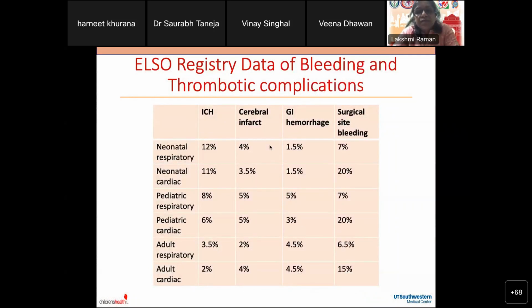So this is the report from the latest ELSO registry data that sums up the bleeding and thrombotic complications, divided into age groups of neonatal respiratory and cardiac, pediatric respiratory and cardiac, and adult respiratory and cardiac. I've taken just the major complications of intracranial bleed, cerebral infarct, GI hemorrhage, and surgical site bleeding. And as you can see, the percentages are not insignificant by any means. Next slide, please.